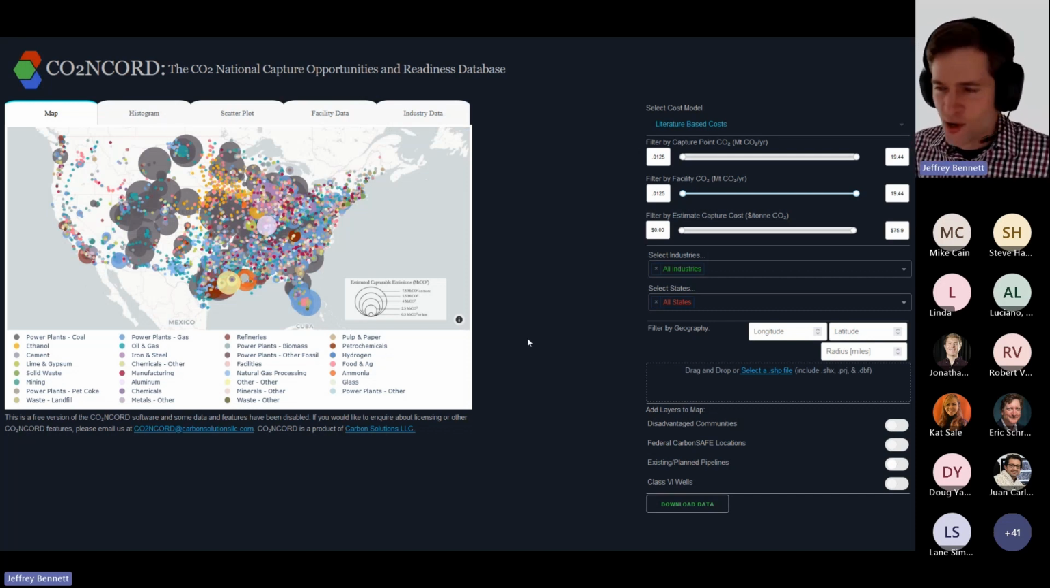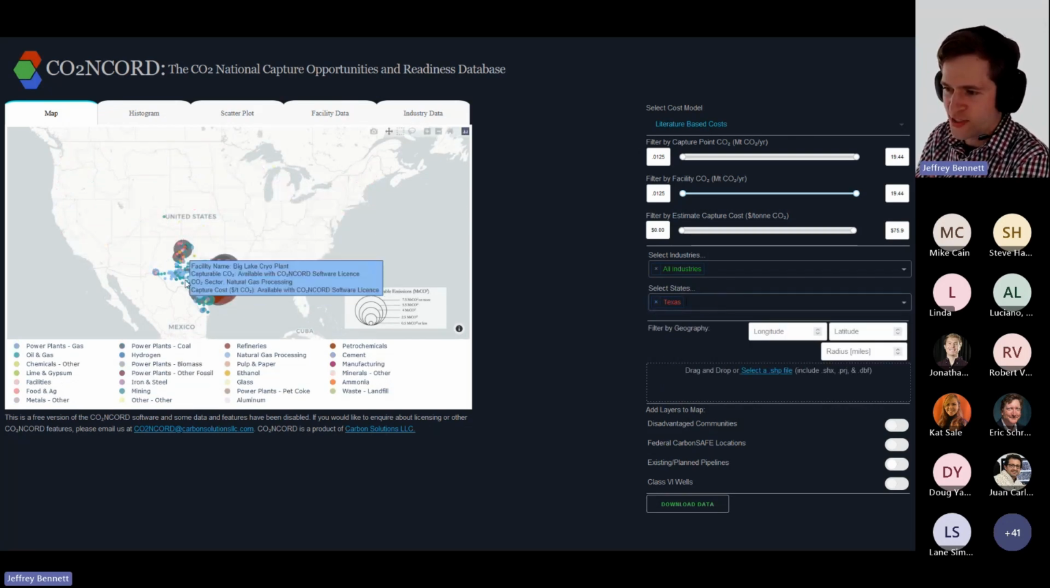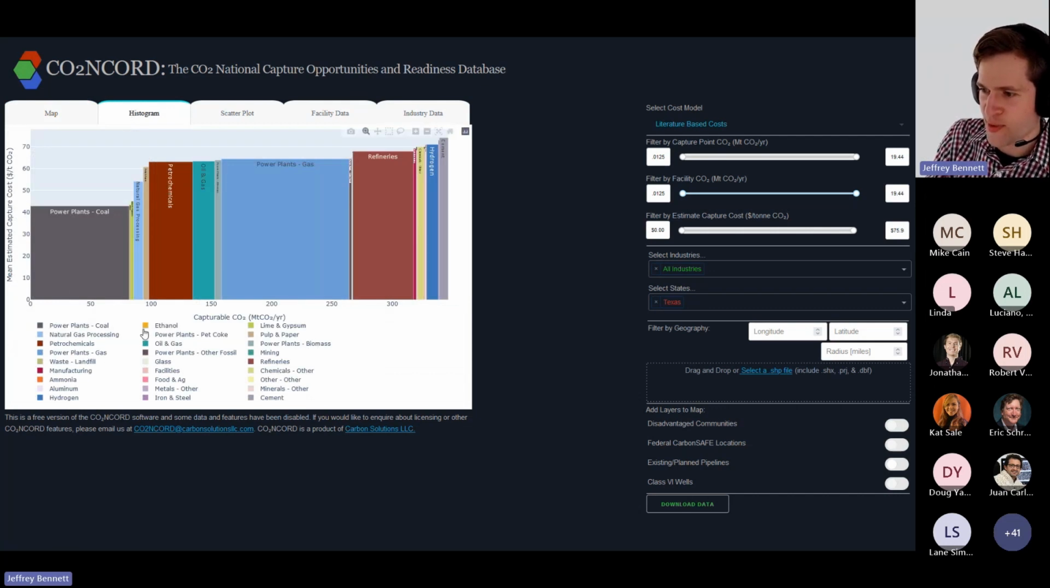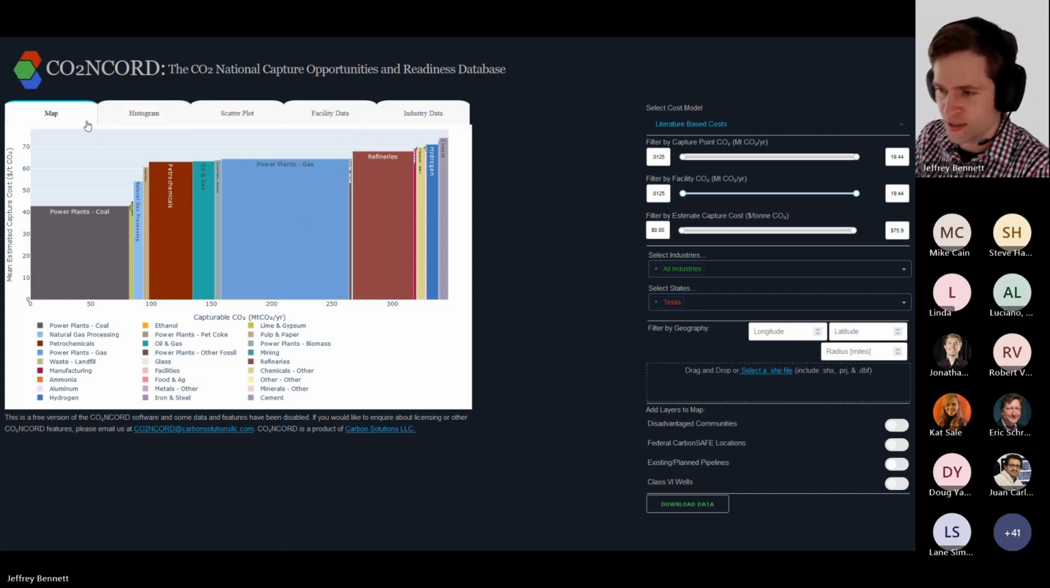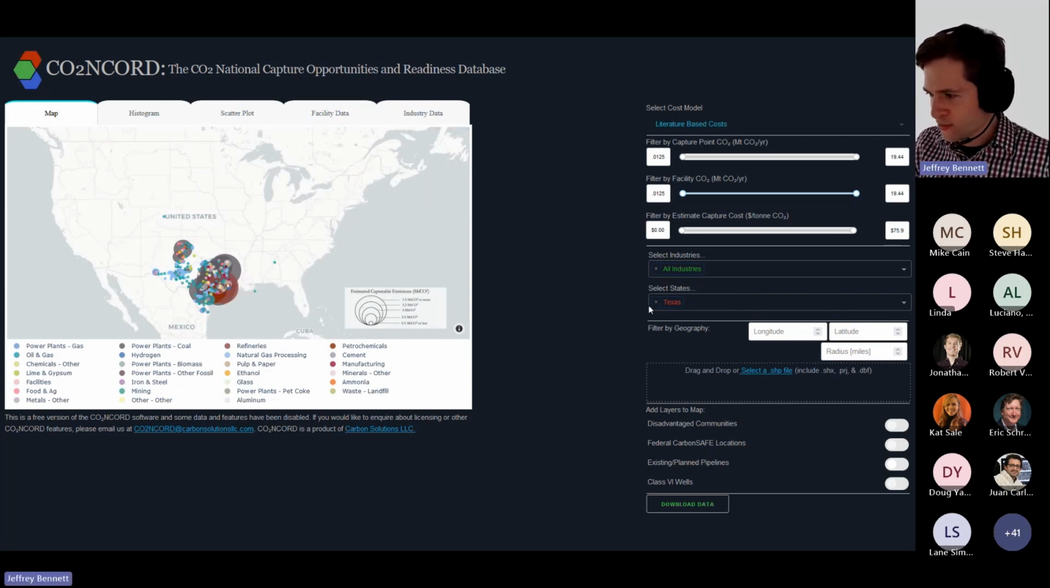So let's just say, first starting point, we wanted to look at emitters in Texas. So we can go to select states, go down, find Texas here, and we see now we just have the facilities that are in Texas. We can switch, and they're all color coded by industry. Now, if we switch back to the histogram tab, you see it's been updated. So the amount of CO2 is quite different, and the volumes for each of these different industries now reflects what is available in Texas. And maybe we come back to this and think, you know, Texas is quite large.